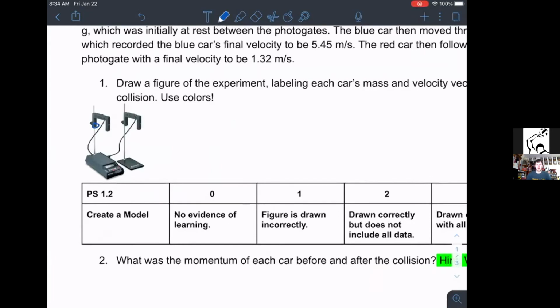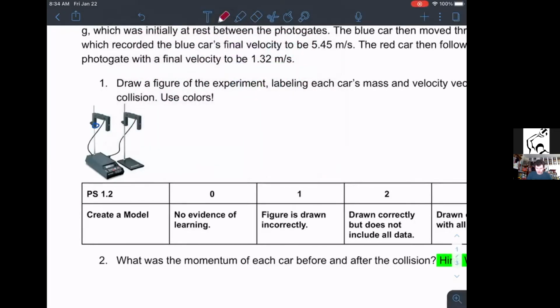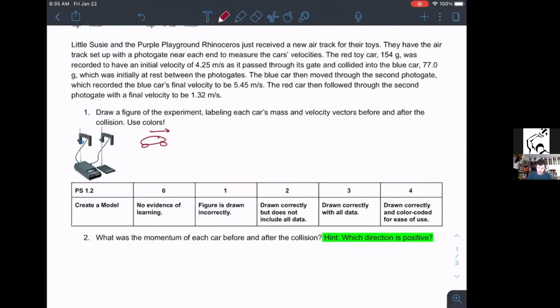If I'm drawing my cars, I'm going to draw them with different colors and label them. We have our red car first. It's not going to be very good, but here is my lovely red car moving with its initial velocity of 4.25 meters per second. It's got a mass of 154 grams, which is equal to 0.154 kilograms. Remember, when we do momentum and impulse, we are always using kilograms, which is why we need to convert at some point. I'm just going to do it right here.